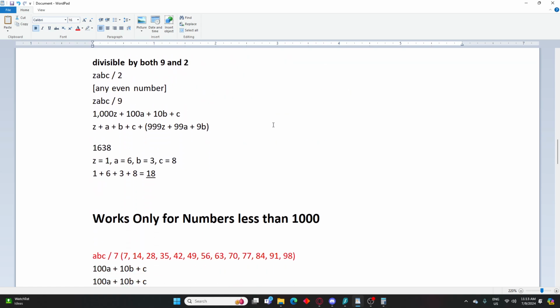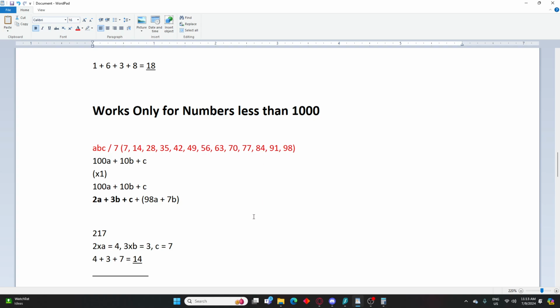Now we're moving on to territories of numbers that only work for less than 1,000. And the reason why is because these numbers in particular, they cannot ever be divided by a number that has like 1 and then a bunch of zeros. And the reason why, if you can take an example, right?